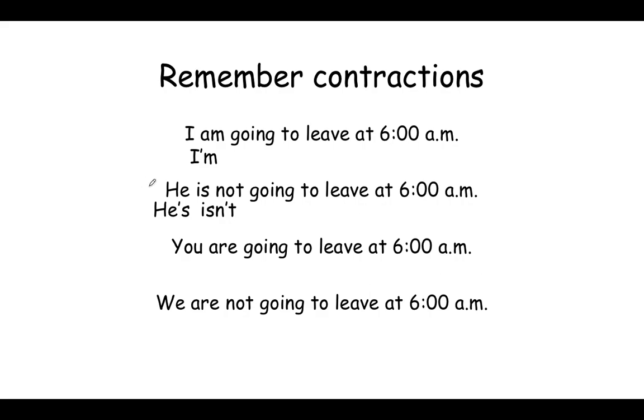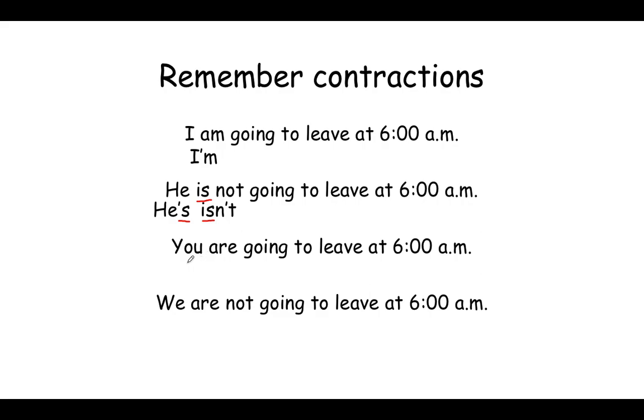Because you'll see that the word is a part of this contraction and this contraction. So if you said both of them, it means that you're saying he is not. You're saying is twice, and that doesn't work. We only need it once. So that's why you can say he's not going to leave at 6 a.m. or he isn't going to leave at 6 a.m.